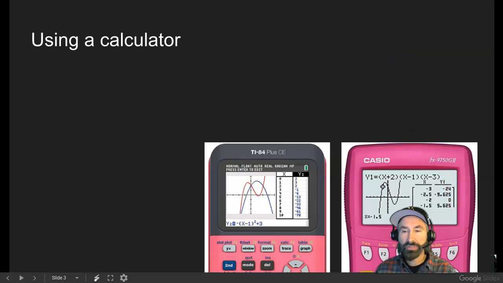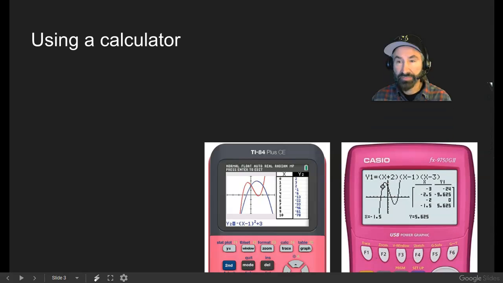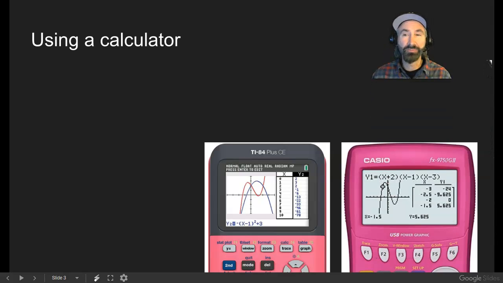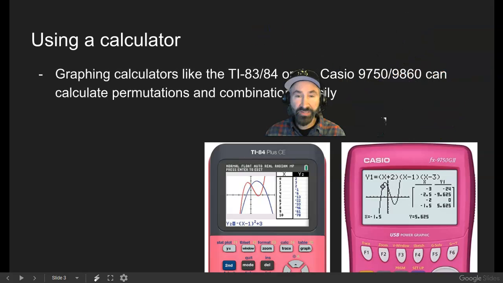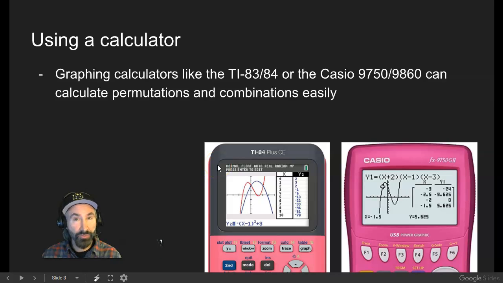Now, in order to calculate permutations and combinations, it really helps to have a calculator because the numbers get pretty big pretty quick. Graphing calculators like the TI-83 or the TI-84, both made by Texas Instruments, can be very helpful and make it easy to calculate permutations and combinations.